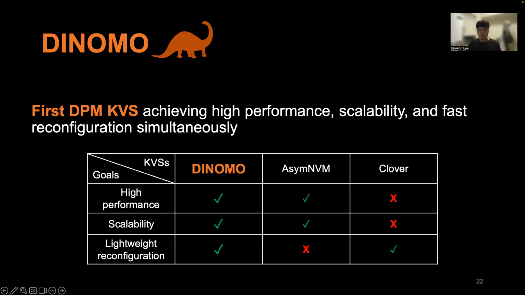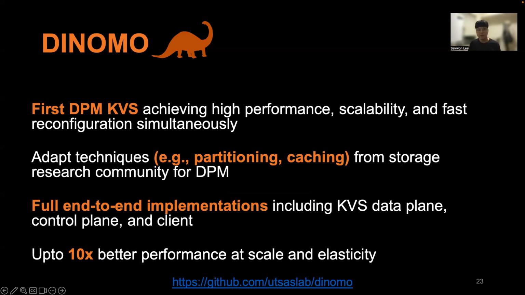So, we present Dynamo, which is the first DPM key-value store simultaneously achieving all the three goals. Dynamo is designed by adopting partitioning and caching techniques from storage research community, but we tailor them for DPM specifically. With the full end-to-end implementations, we evaluate Dynamo and show up to 10x better performance at scale and better elasticity than the state of the art.